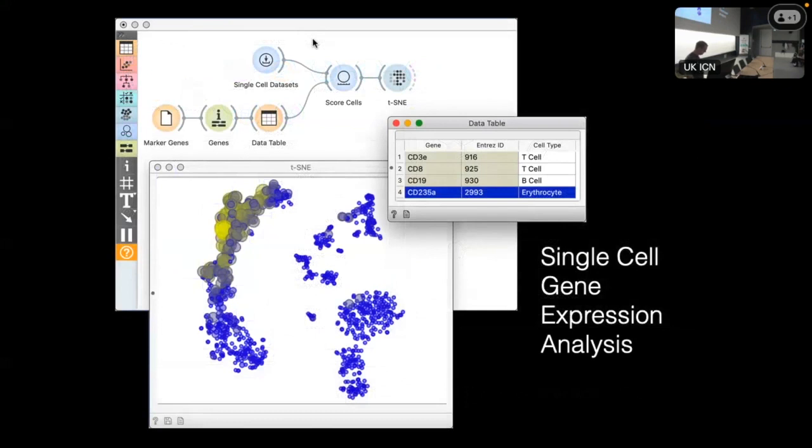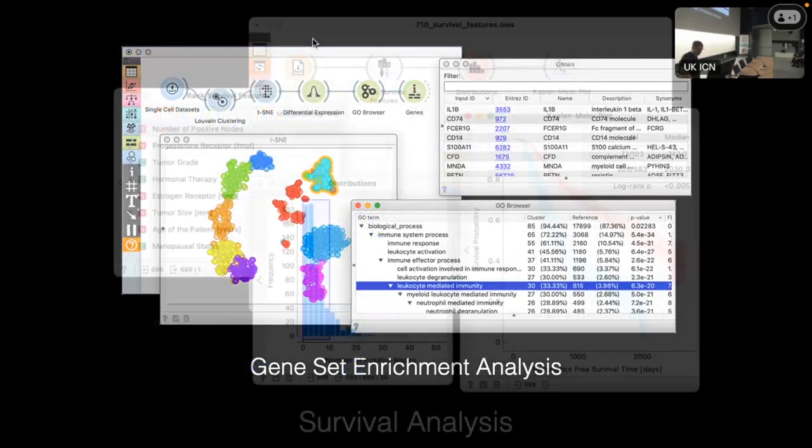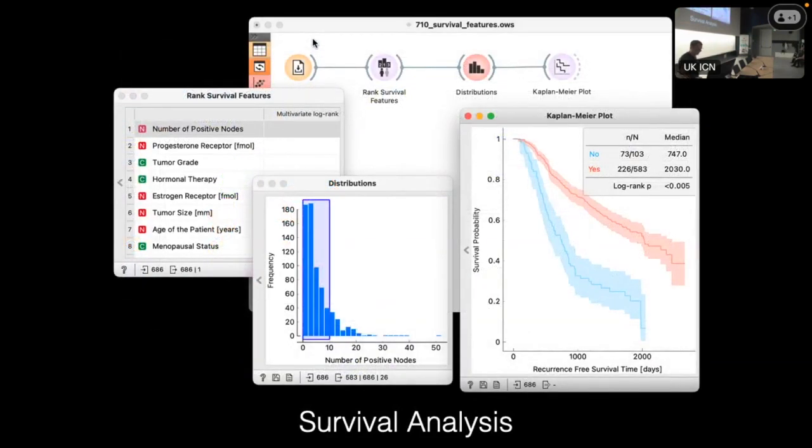A lot of time of my lab has been spent lately on single cell data analysis. So we constructed different components for the pipelines where you study different types of cells, and then you figure out which genes are differentially expressed and so on. I mentioned this, right? This is related to gene set enrichment analysis. Currently, there's my PhD student working on the components for survival data analysis.